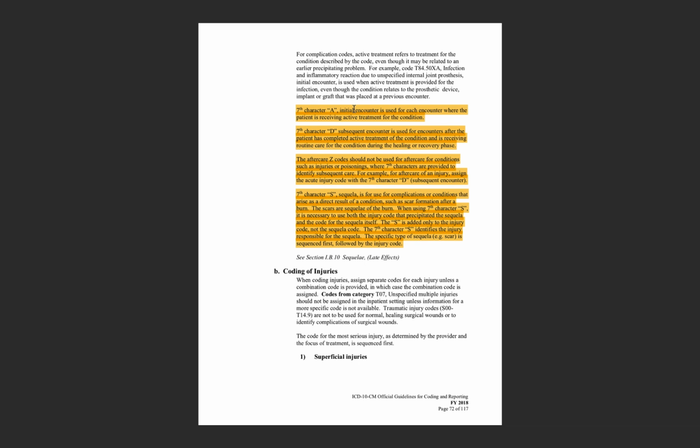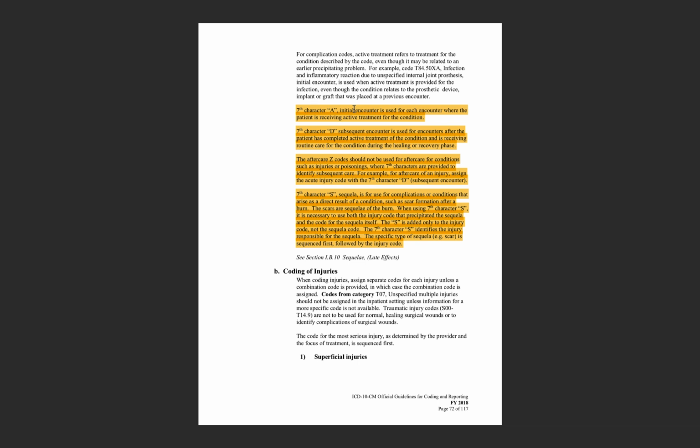So, for instance, if the patient has a traumatic fracture of their ankle and they're seen in the office, they get an x-ray, the A will go at the end of that visit code. Then the patient's going to go to surgery. They're going to get surgery, and on that visit on a separate day, the A will still be used because they are still being actively treated. The D starts to be used when the patient is not receiving active treatment and is just coming for follow-up care.